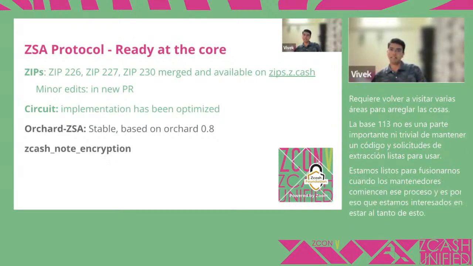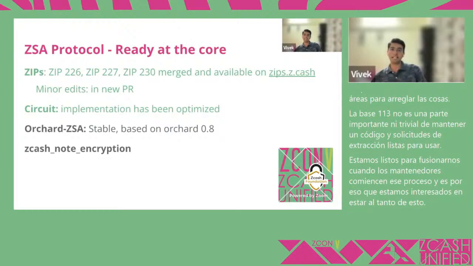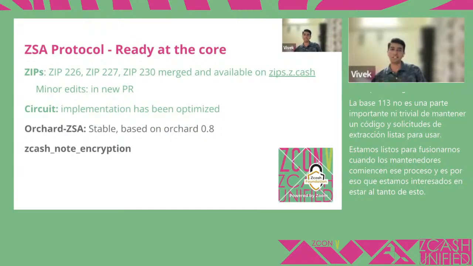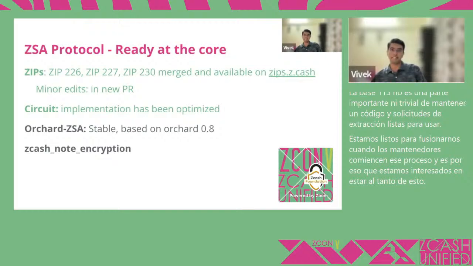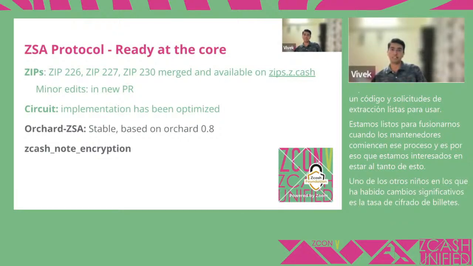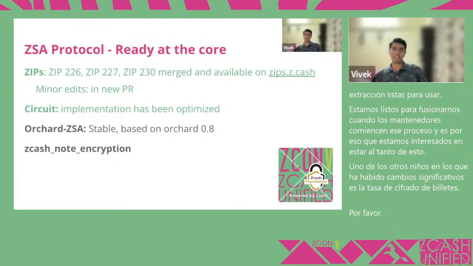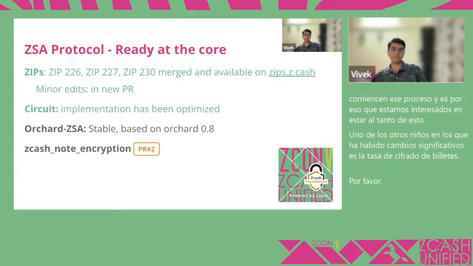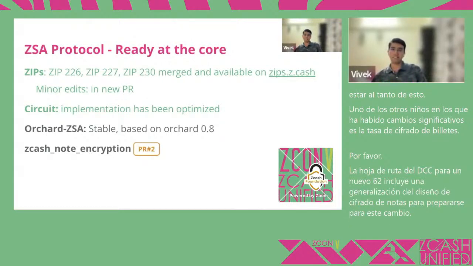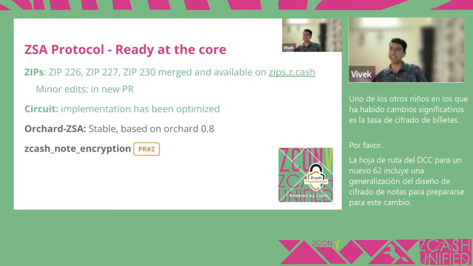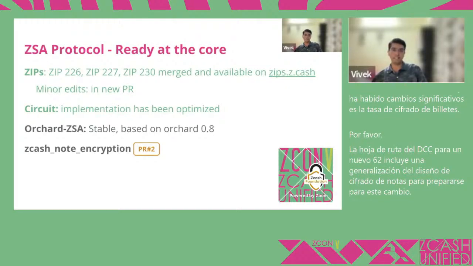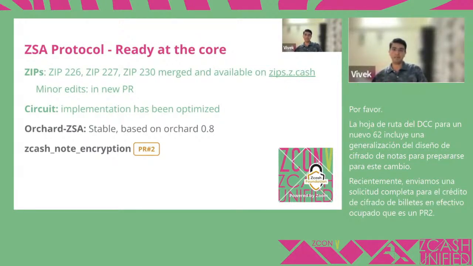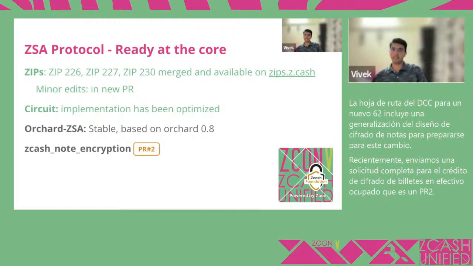One of the other crates where there has been significant ZSA-related change is the Zcash note encryption crate. The ZSA protocol makes a change to the note structure that lengthens the plaintext being encrypted. The ECC roadmap for NU6.2 includes a generalization of the note encryption design to prepare for this change. We have recently submitted a pull request to the Zcash note encryption crate, that's PR 2. We are expecting review of that to begin soon, and we'll be glad to see it merging in the near future.